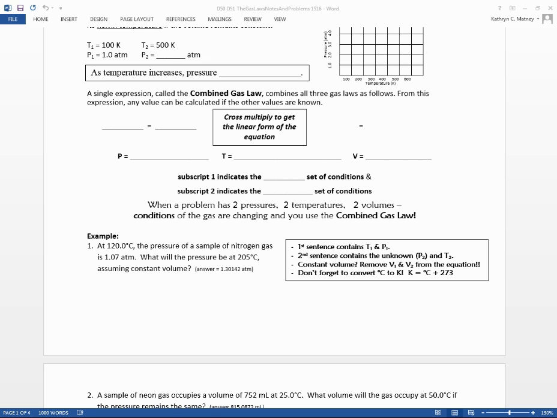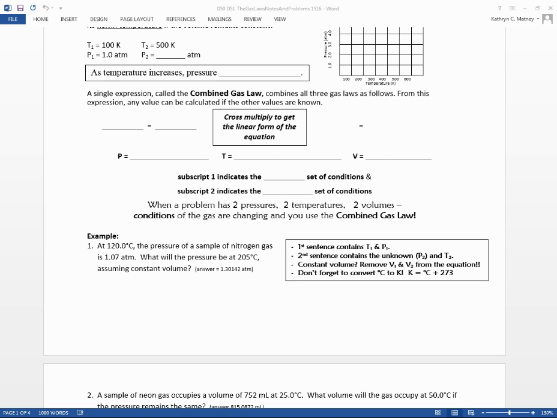The problem says, what will the pressure be? They mentioned pressure again. And they've asked, what will it be? So it's my unknown. So P2 is my question, my unknown. You can call it X. You can put a question mark, whatever makes you feel comfortable. That's the second time we've heard pressure mentioned in the problem. That's why that's a P2.